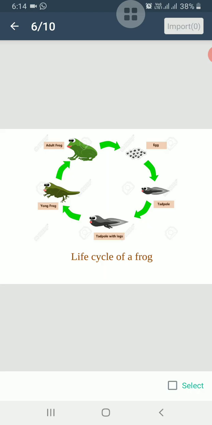The process of conversion of a tadpole into an adult frog is known as metamorphosis. The parent frogs also take care of their babies, but only for a short time. So here is how an adult frog lays eggs and a baby frog comes out.